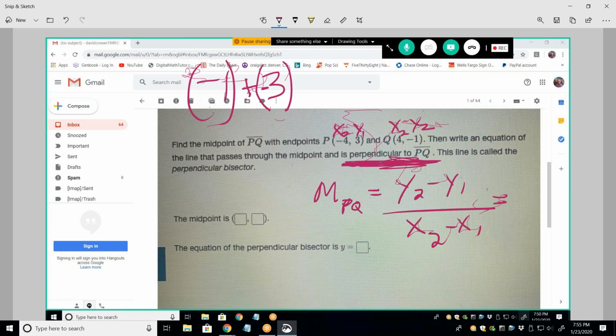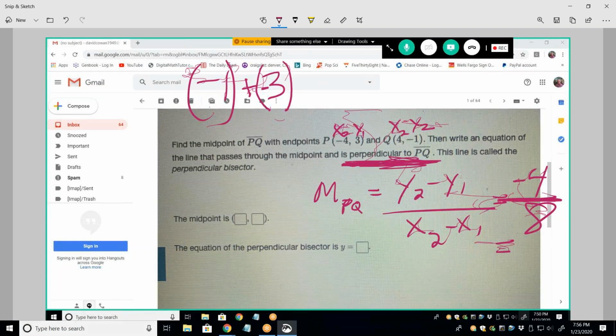It's a 2. Minus 1 plus minus 3. Minus 4. What's the run? What is x sub 2 minus x sub 1? Meaning, what is 4 minus a minus 4? 8. What's minus 4 over 8 equal to?